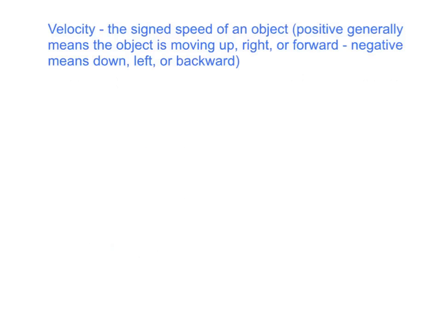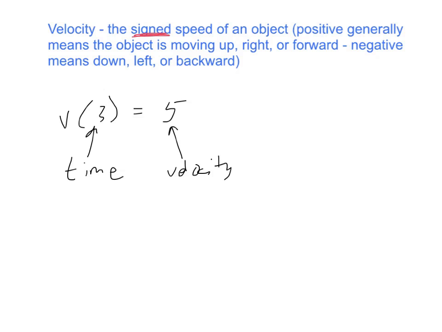So next we have velocity. And velocity is basically the signed speed of an object. And what I mean by signed is that, in general, speeds are always positive. But the signed speed means it's speed with a sign on it, positive or negative. Positive generally means that the object is moving up, or it's moving right, or it's moving forward, kind of in a quote positive direction. Whereas negative means the object is moving down or left or backward. Right? So if for instance someone were to tell you that v of 3 was 5, this means that at time 3 the velocity of the object is 5, and it might be like 5 meters per second, let's say.